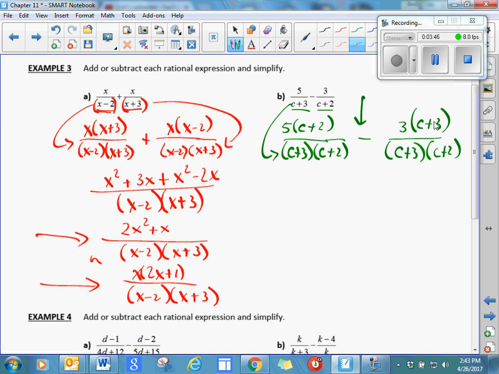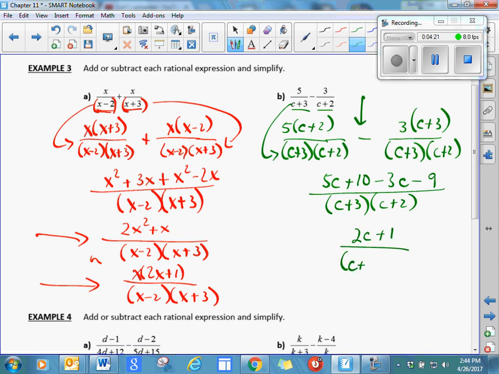This is going to distribute. This 3 is actually going to be negative 3, distributing both to the c and the positive 3 when we get around to it. Single fraction bar. First fraction, 5c plus 10. Second fraction, minus 3 times c is minus 3c, and minus 3 times positive 3 is minus 9. Clean up your numerator, 2c plus 1.